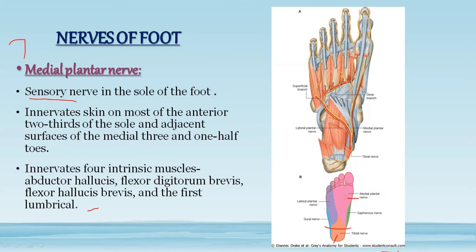sensory because most of the skin of the plantar aspect is supplied by the medial plantar nerve. And if we talk about the motor innervation, then only 4 muscles are supplied by the medial plantar nerve. You have to remember the names of these muscles. That is abductor hallucis, flexor digitorum brevis, flexor hallucis brevis, and the first lumbrical. These four intrinsic muscles are supplied by the medial plantar nerve.